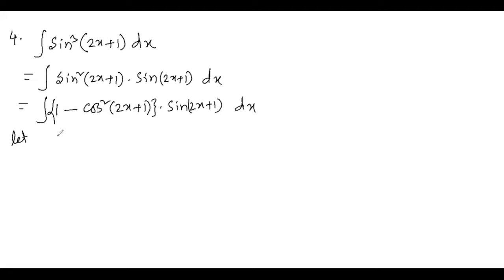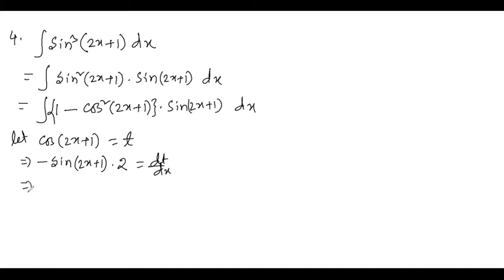Now we'll consider here cos (2x plus 1) equals t. So now we differentiate it. Cos differentiation is minus sin, sin (2x plus 1). Again we have to differentiate this 2x plus 1. So after differentiation of 2x plus 1, we will get 2, so dt by dx. Okay. So sin (2x plus 1) into dx equals minus dt by 2.